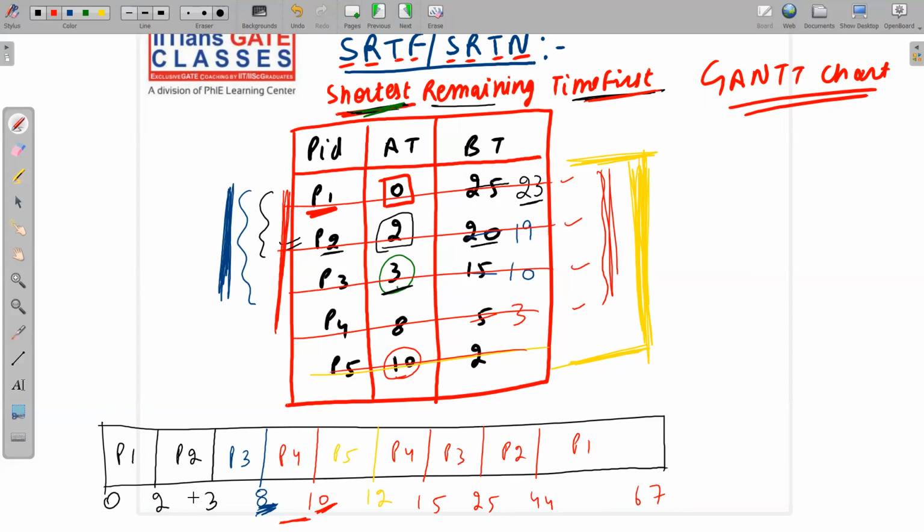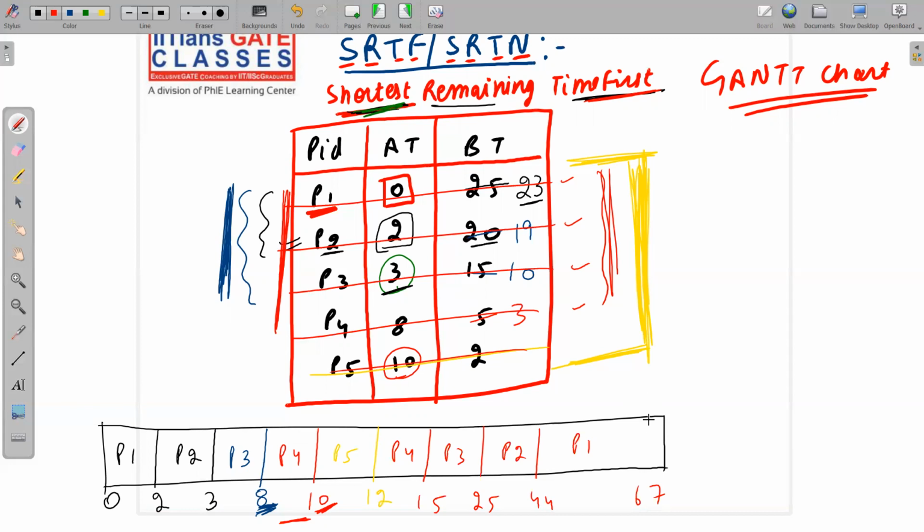So finally, this is our Gantt chart. Once the Gantt chart is prepared, everything is over. Now you can easily find turnaround time, waiting time, response time and all the things they ask in the GATE exam. I hope I have made the point clear to everybody. It was a really simple algorithm and very easy to understand.